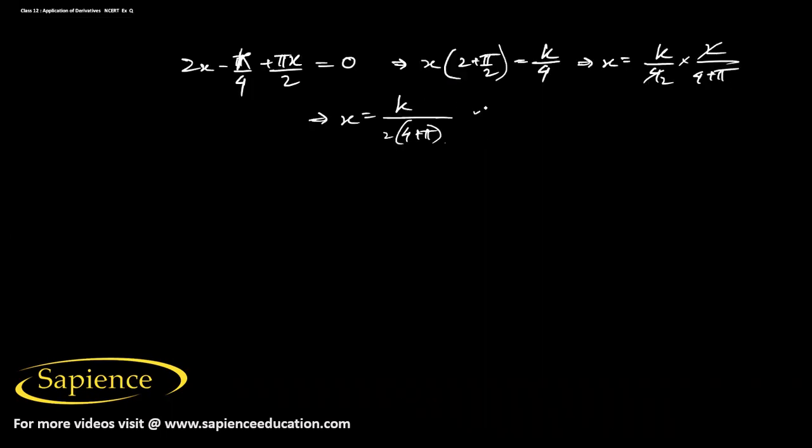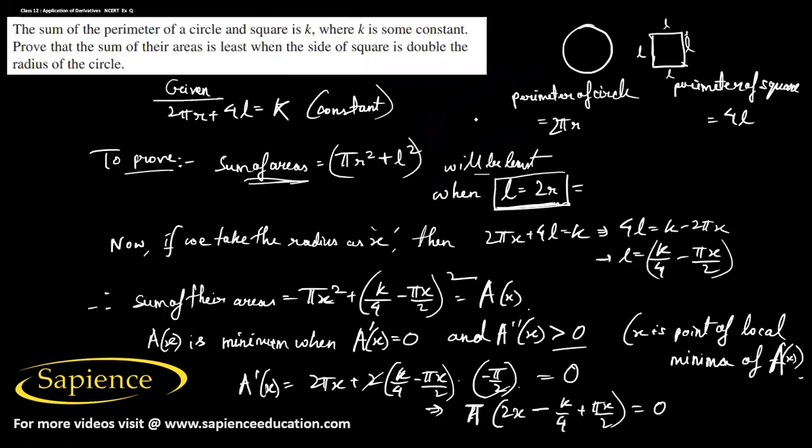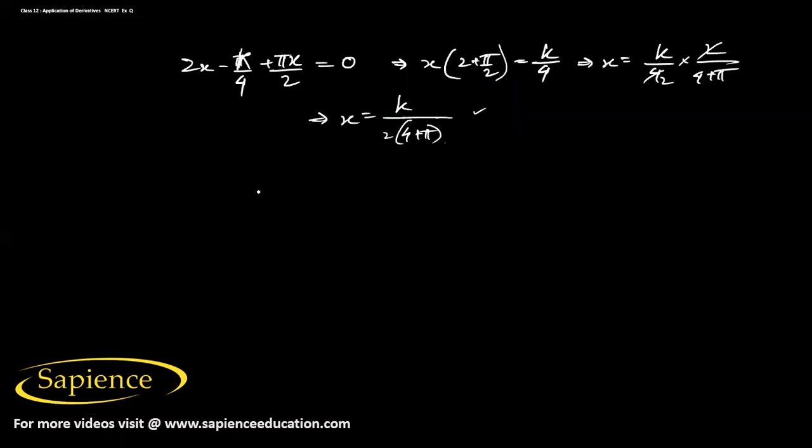So x is this. x equal to k by 2 into (4 plus pi). X will be this. Okay. Now, therefore, we can say that A dash at k by 2 into (4 plus pi), so at this value of x, A dash x is 0.